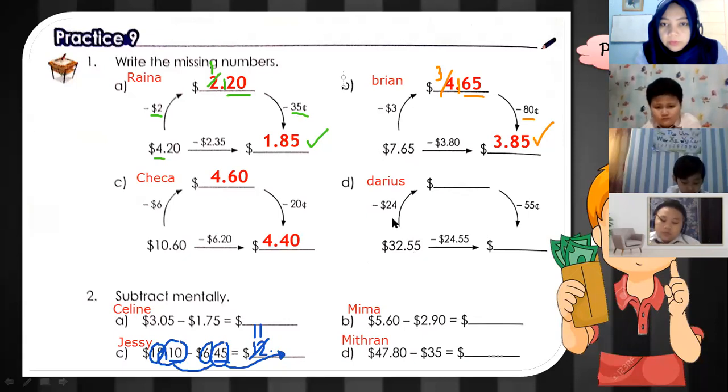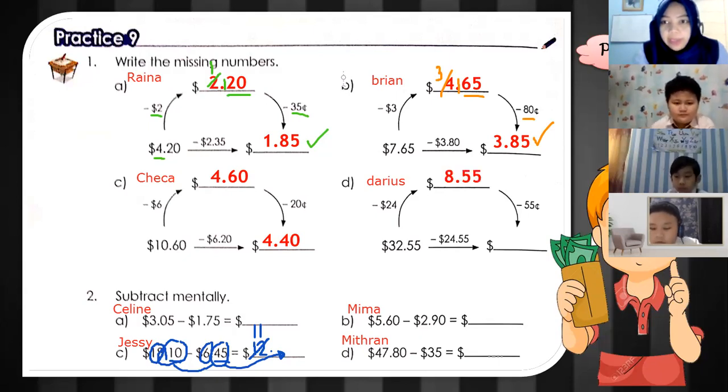$32.55 minus $24.55 equals... $32.50 minus $24 equals $8.55. $8.55. Is it correct? Correct. And then $8.55 minus 55 cents equals $8. Very good. $8 like this, yeah.